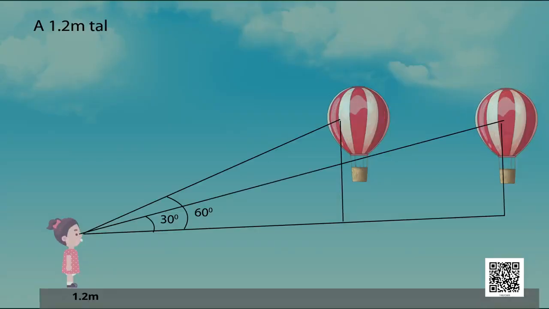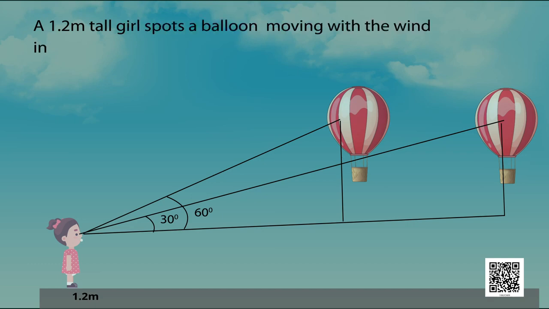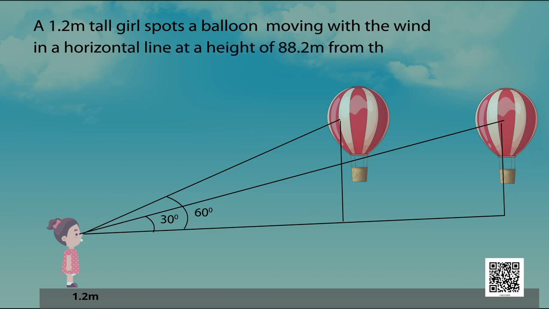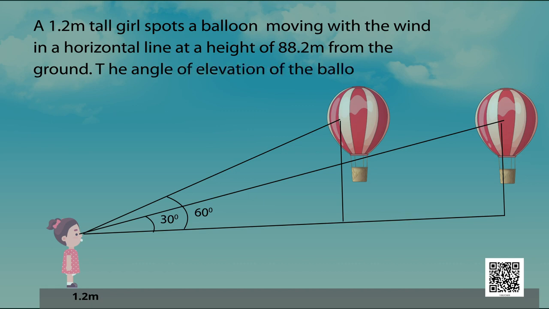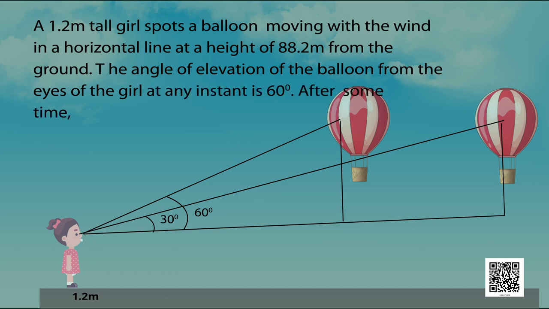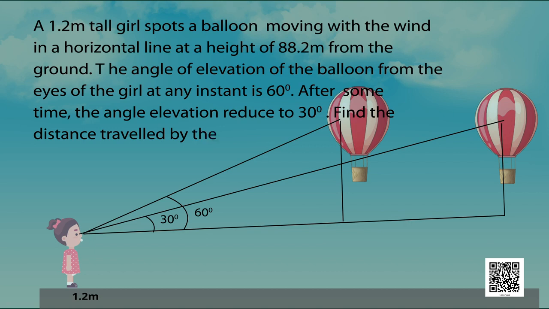Children, let us do a question. A 1.2 meter tall girl spots a balloon moving with the wind in a horizontal line at a height of 88.2 meters from the ground. The angle of elevation of the balloon from the eyes of the girl at any instant is 60 degrees. After some time, the angle of elevation reduces to 30 degrees. Find the distance travelled by the balloon during the interval.